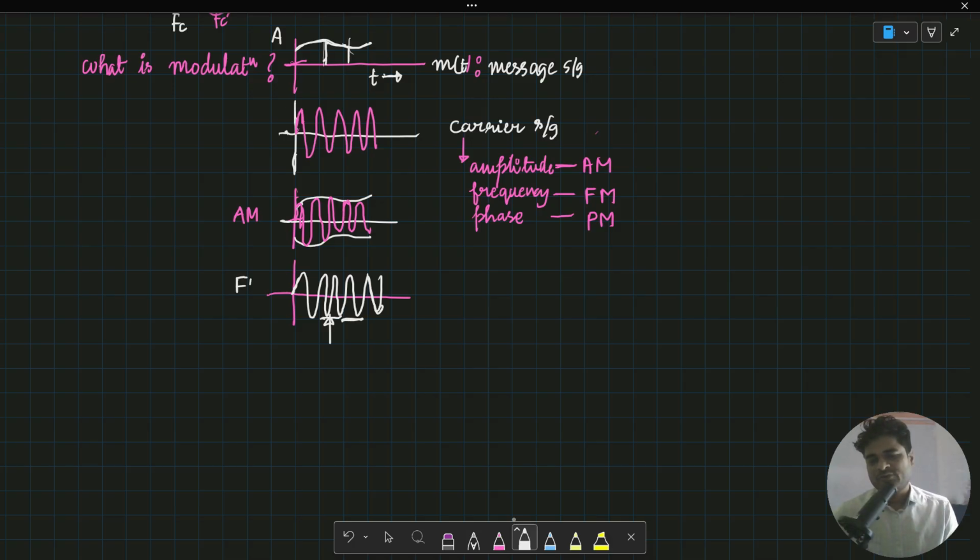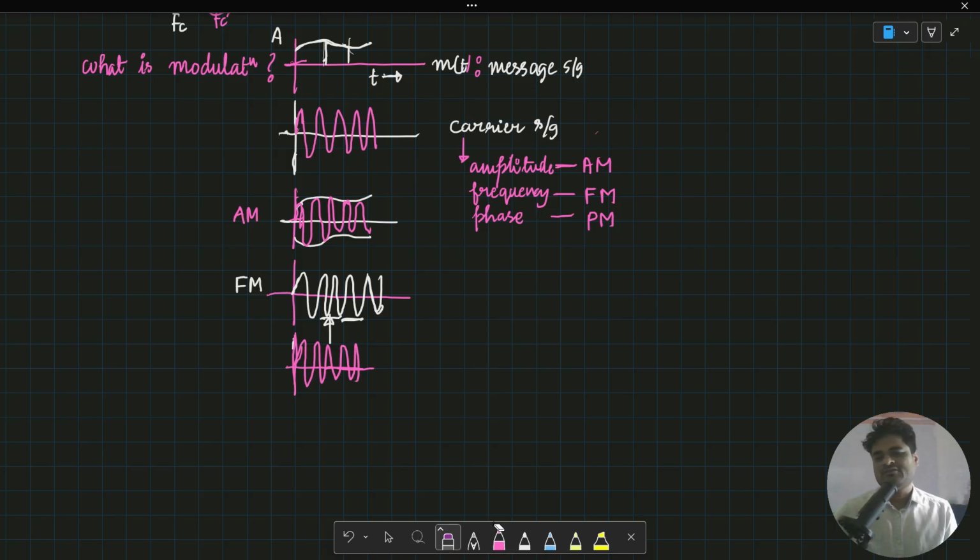And phase modulation is a 90 degree phase ahead or phase lag from frequency modulation. So it is not important. Let's not draw it because it will be very difficult.